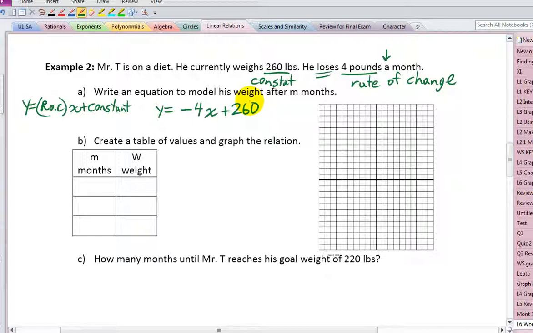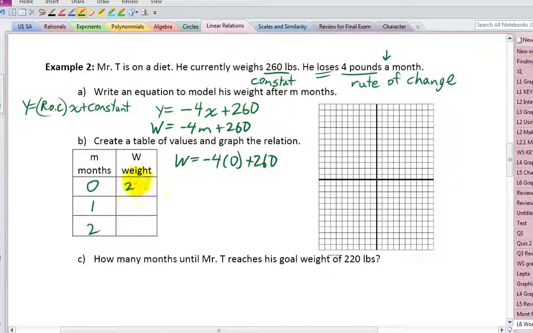Okay. So, creating a table of values. What numbers make sense for m? Does it make sense to start at -2 and work your way down? Absolutely not. We're not concerned about the negatives. We're going to be concerned with time 0, time 1, time 2 for months. So now we can find out the weight. Now instead of y and x, we should put the weight equals -4m plus 260. So his new weight will be -4 times 0 plus 260.